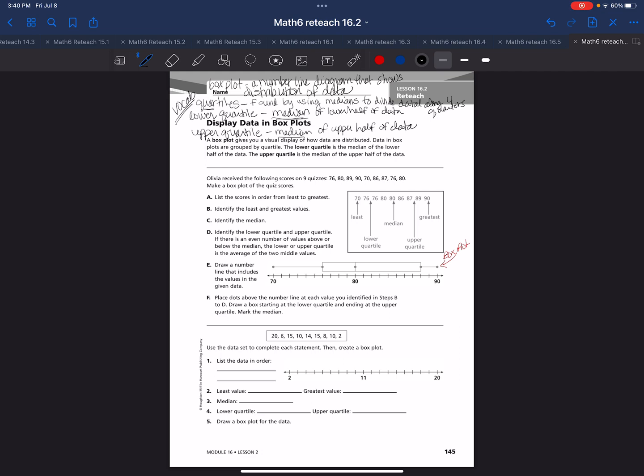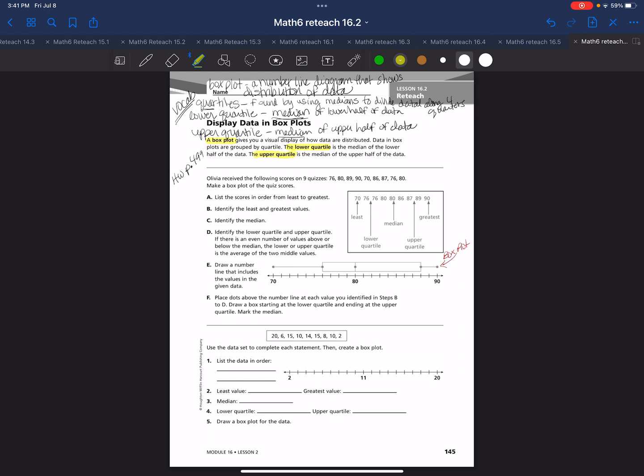Okay, so remember that if you want examples, you can look at homework on page 499 in your student workbook, and I encourage you to pause this video at any time and do these problems on your own first. So here we go. So we have a box plot that gives you a visual display of data and how data is distributed or spread out. Data in a box plot are grouped by quartiles. The lower quartile is the median of the lower half of data, and the upper quartile is the median of the upper half of data.